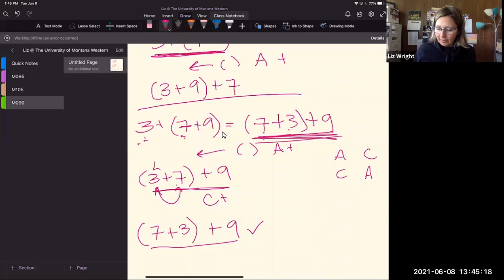And so then you need to go highlight, okay, what did we do? We did associative, then commutative. So it was this option. And so what was that? That was letter C. You're highlighting letter C on that one.